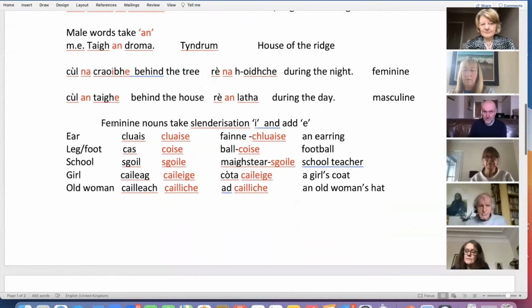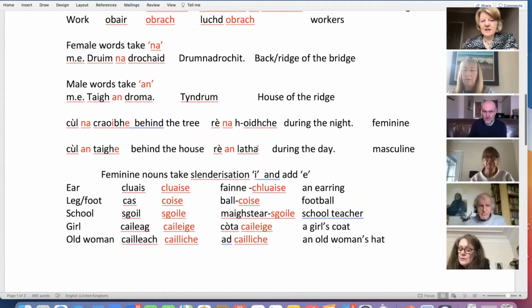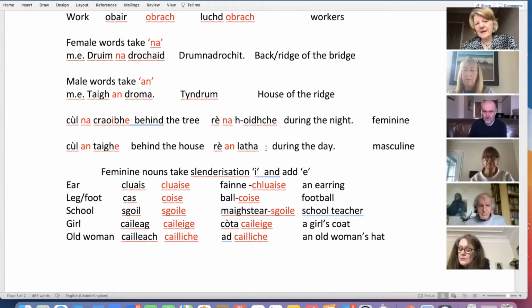Could I ask a question just before you move on? So it's cool and tie. So you add an E onto the end of the tie. Why is there no change to la when it's re and la? Well, there's no slenderization in la. Right, just because you can't do it. And that's why I'm saying, at the end of the day, learning the phrase is a better way than trying to apply a general rule.